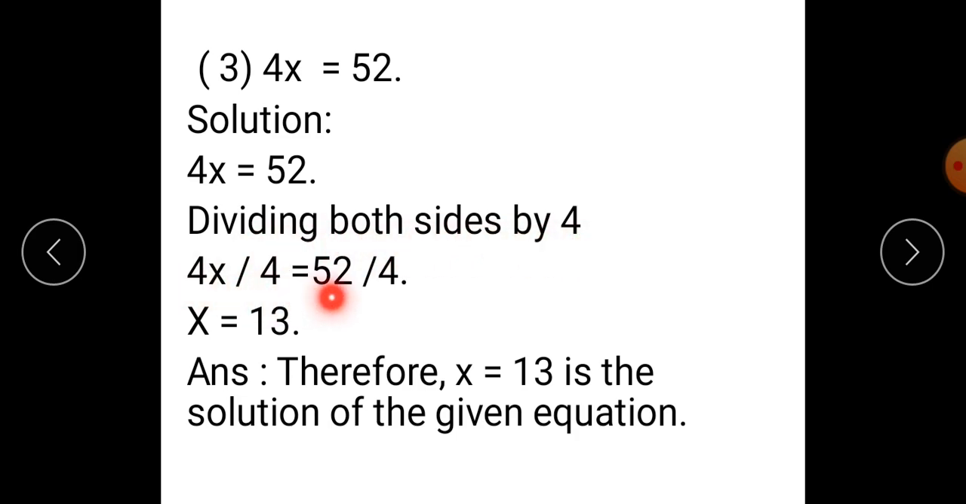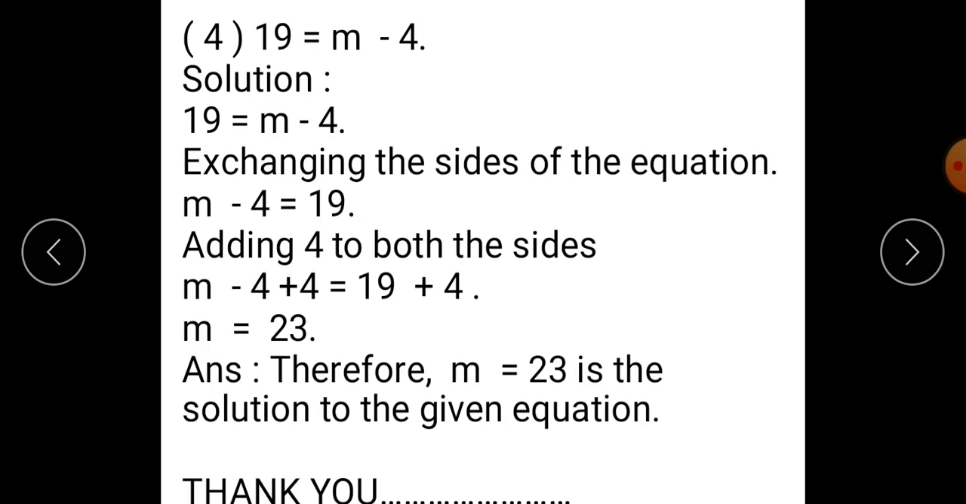4x upon 4 is equal to 52 upon 4. 4 and 4 gets cancelled. Therefore, x is equal to 13 4s are 52 and therefore value of x comes as 13. Answer, final answer. Therefore, x is equal to 13 is the solution of the given equation.